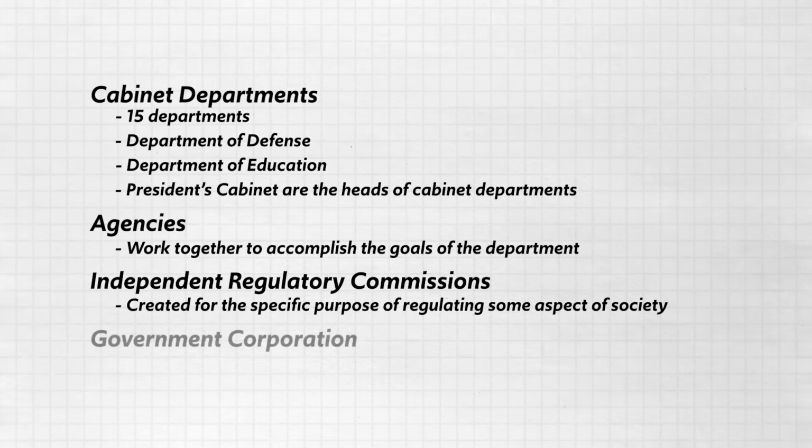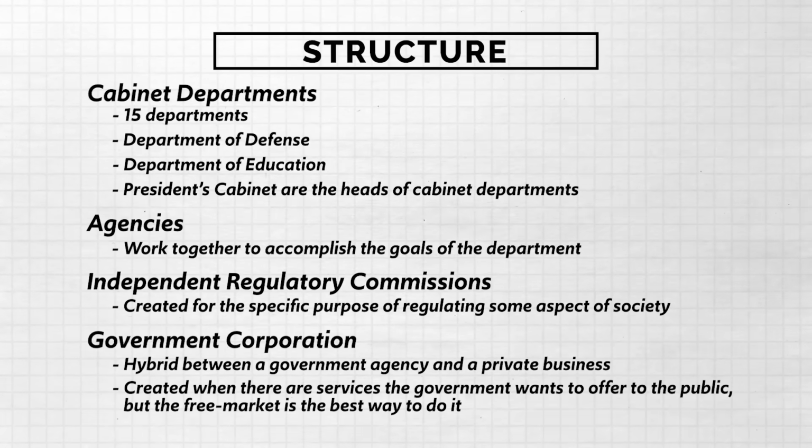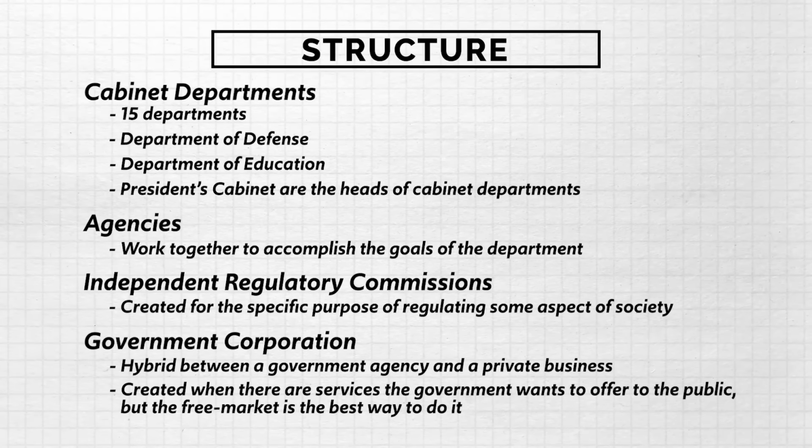Anyway, the final kind of bureaucratic entity you should know about is the government corporation. This is a kind of hybrid between a government agency and a private business. When there are services that the government wants to offer to the public, but the free market is the best way to do it, then a government corporation is created or acquired. So the next time you go outside to check the mail, you can think about government corporations, because one of the biggest of these is the U.S. Postal Service. Okay, so that's the basic structure of the bureaucracy.